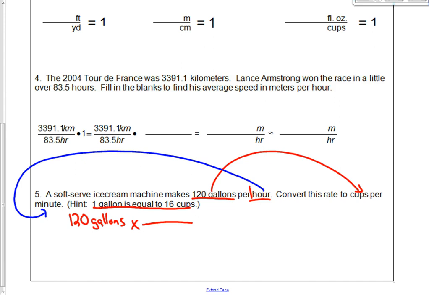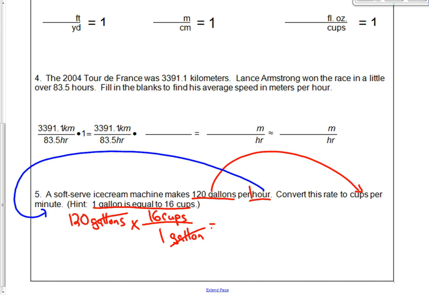So I want to go from gallons to cups. So from that 1 gallon to 16 cups, whatever I want to convert to goes on the top of the fraction. So I want to convert to cups. So 16 cups goes on top. 1 gallon goes on bottom. And the reason I'm going to do that is because the units drop out. See, when I cancel them out. So I have gallons on top with gallons on bottom. They're going to go away. And then here's what I have.